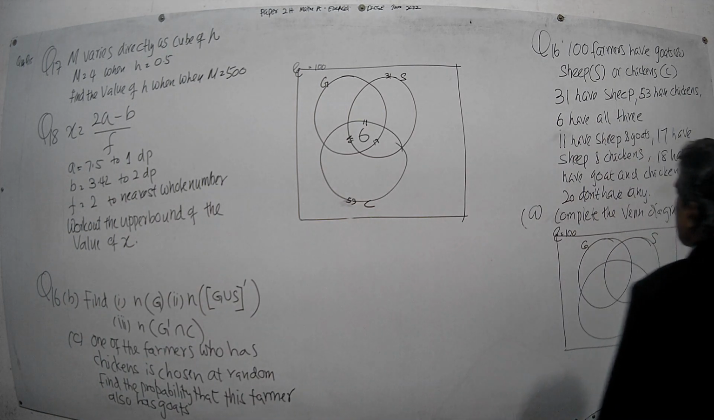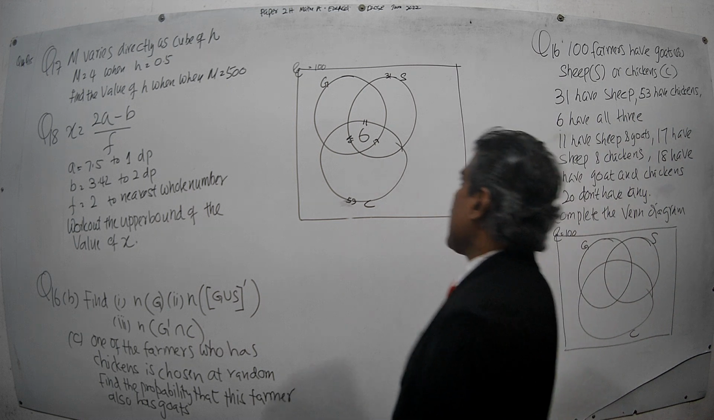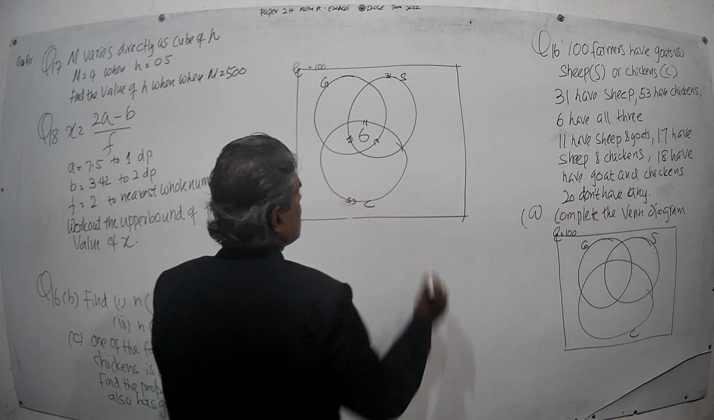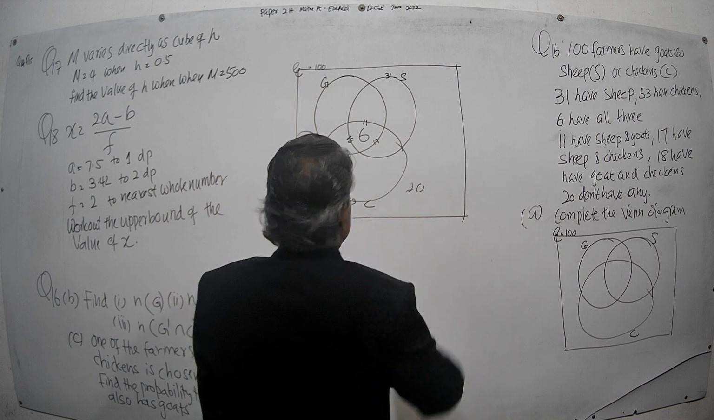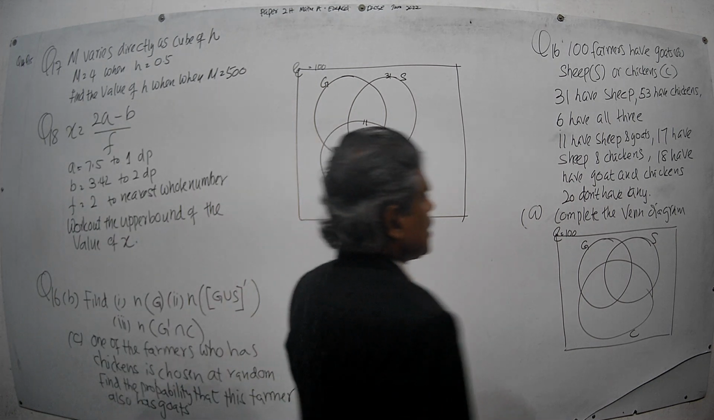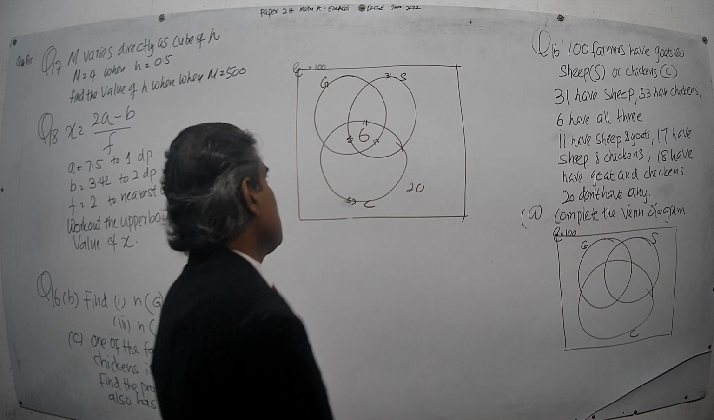Now 20 farmers don't have any goats or any sheep or any chickens. 20 farmers is outside. Now they asked us to complete the Venn diagram. I will complete the Venn diagram here.